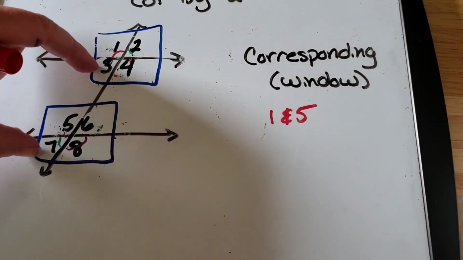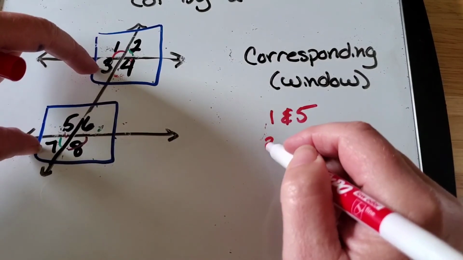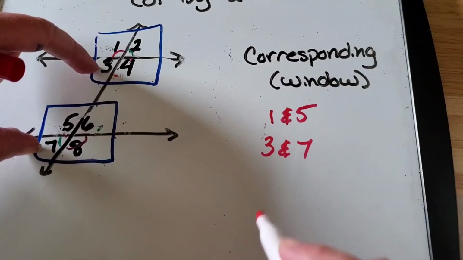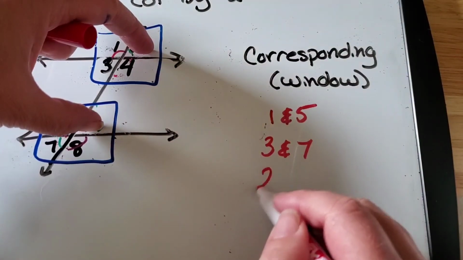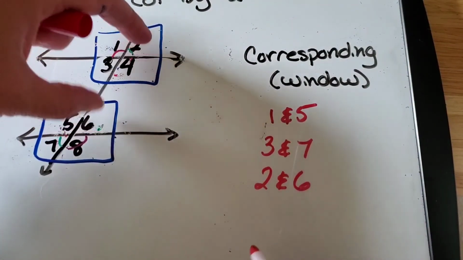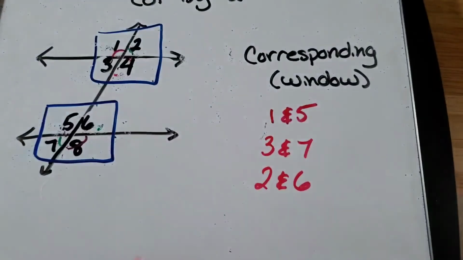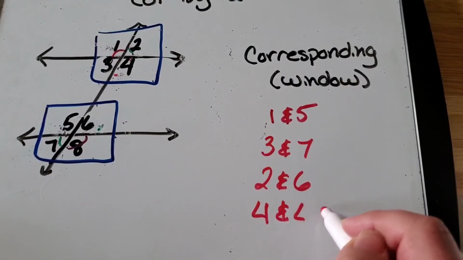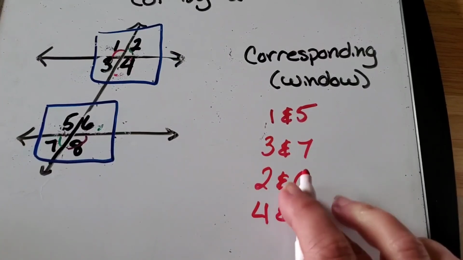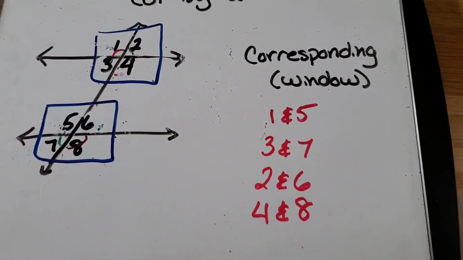Angle 3 and angle 7 would match up from those two windows. They're both in the bottom left. Angle 2 and angle 6 are corresponding angles. They're both in the top right of their windows. And angle 4 and angle 8 are corresponding angles. And we know corresponding angles are congruent.